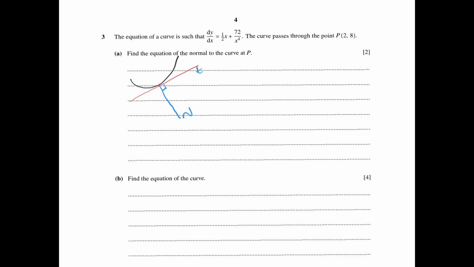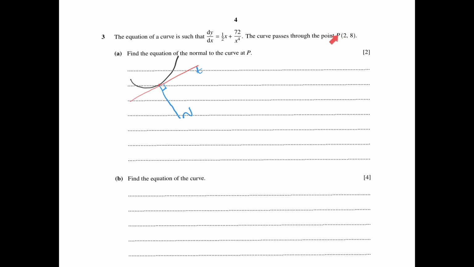Now, what is the relationship that exists between the gradient of this tangent and the gradient of the normal? They are a reciprocal of each other. Okay, they are reciprocal of each other, and of course they should have different signs. As you can see, this one here will be having a positive gradient, that one will be having a what? A negative gradient. So what we need to do in this case, for us to get the equation of the normal, we need to get the gradient of the tangent at this particular point, which is P in this case.